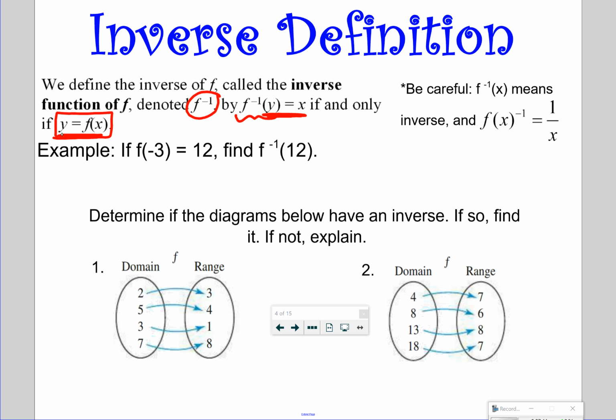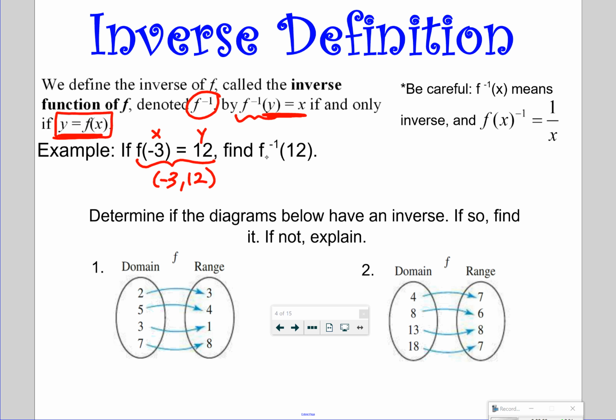So if you want to calculate the inverse, let's just start out with an easy one here, f of -3 equals 12. So it's a regular function. What's inside my function is an x. What's outside my function is a y. Okay, so really what I'm given here is some point, -3, 12.